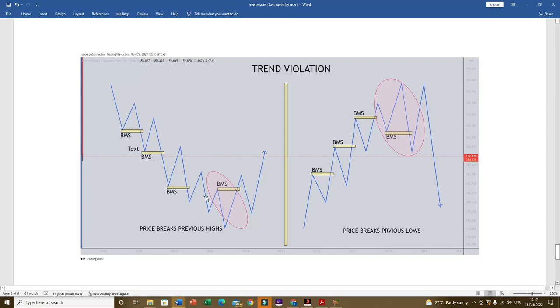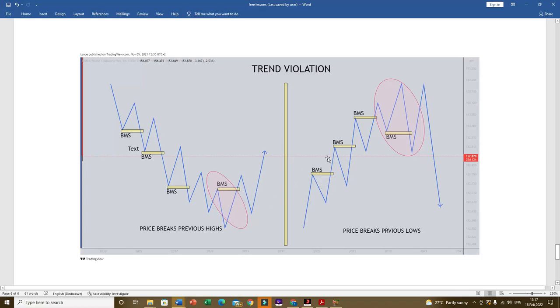But the moment we begin to see our price breaking the previous highs, this high was broken by price here, this is a sign of trend violation. That's the first type of reversal that we have in the forex market. We call it trend violation, whereby the market is breaking one of the rules, where it's breaking the previous highs. So this is trend violation.